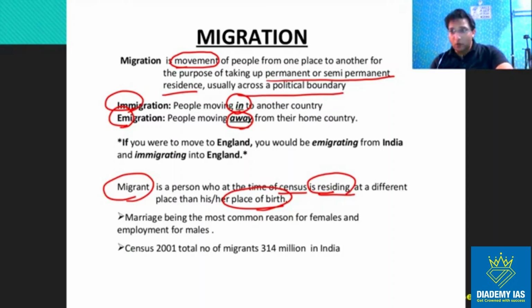Nowadays we are facing a big problem, like these migrants are facing a big problem because of the lockdown. We can hear a lot of people are moving from Maharashtra, Tamil Nadu to their hometowns in Uttar Pradesh, Bihar and Madhya Pradesh and so on, which is a very difficult situation. The government is taking measures, but still those measures are insufficient. Marriage being the most common reason, right? And females के लिए तो marriage होता है और males के लिए employment होता है.